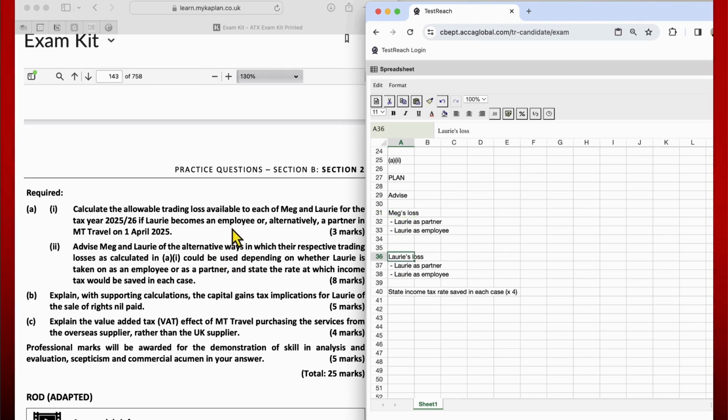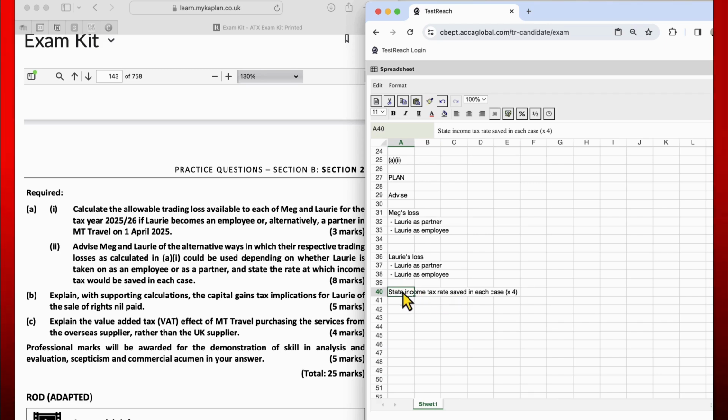And then because it says if Laurie becomes an employee or alternatively a partner, that's why I've then said under each of my headings, Meg's loss, Laurie's loss, I've got Laurie as a partner, Laurie as an employee. Because I know that I need to consider each of these possible options from Meg's perspective and Laurie's perspective. And then also need to remember that I should be stating the income tax rate saved in each case.